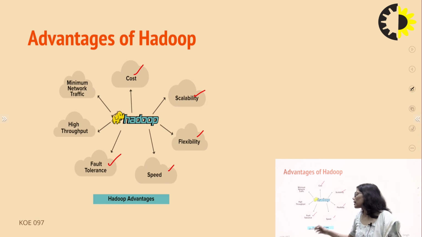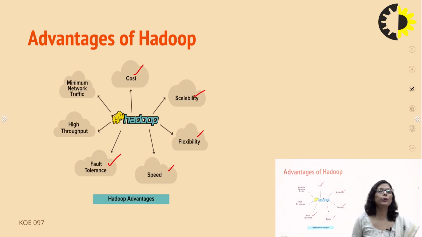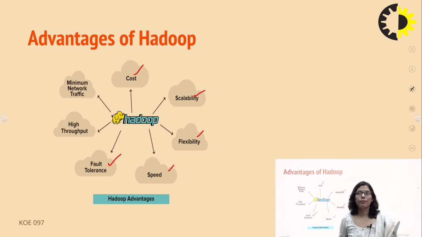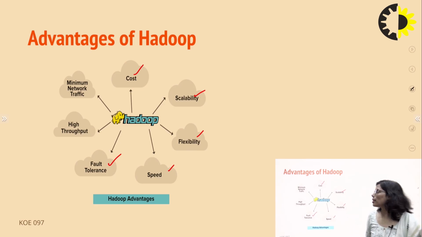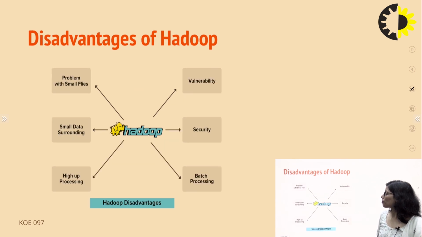Fault tolerance: since Hadoop provides you the feature of replication, obviously our system is fault tolerant. High throughput and minimum network traffic are just a byproduct when we are storing the data across various nodes, processing the data in parallel, and moving the logic to these nodes rather than the data itself. So those are the advantages of Hadoop.